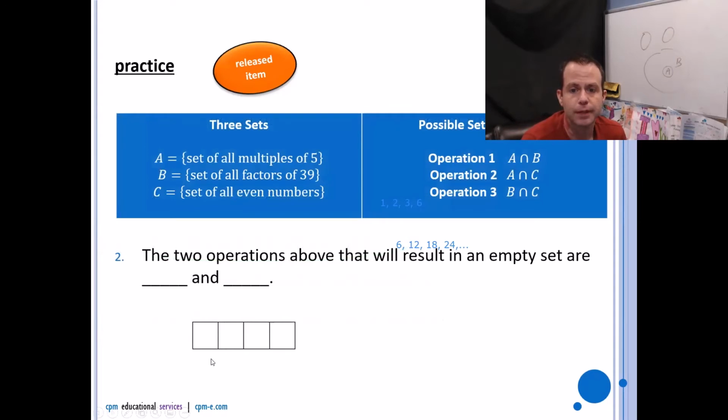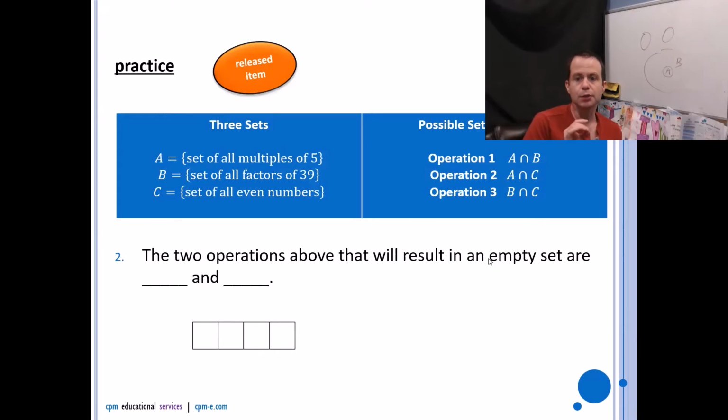Okay, just going to clear that ink. All right, so we've got three sets and possible set operations. Set A is all the multiples of 5, so that'd be like 5, 10, 15, 20, 25, 30. Set B is all the factors of 39. That would be 1 and 3, 13 and 39. And C is all even numbers. So that'd be like 2, 4, 6, 8, 10, and so on.